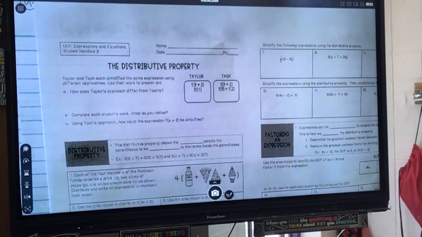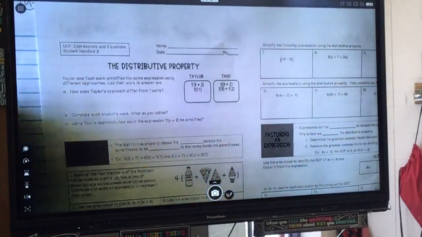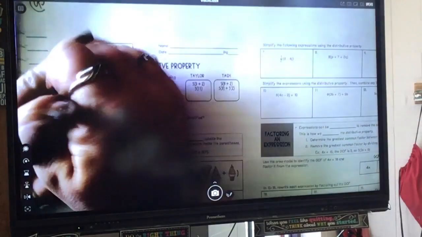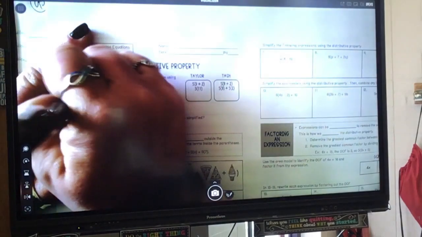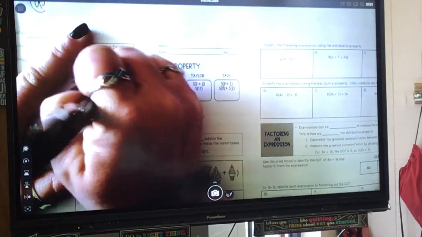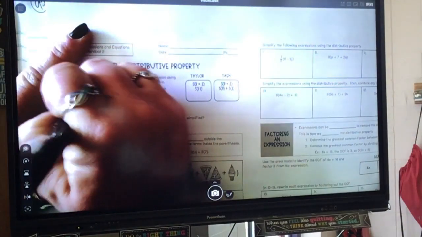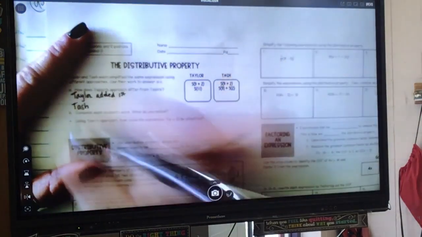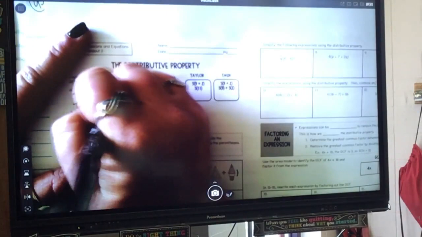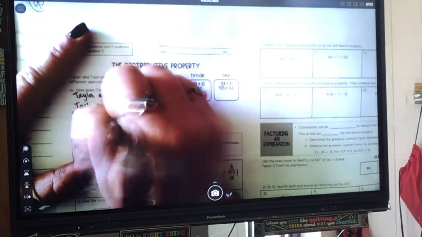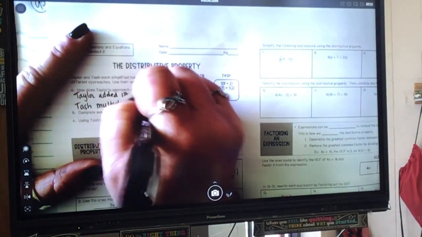You're right. Alright, Hash. Alright, so what did we say for A? A. Taylor added them together and then multiplied, but Hash kept them separate and just multiplied them and then added them. Hash, you said multiplied, then added. Yes, she multiplied them separately and then added them.